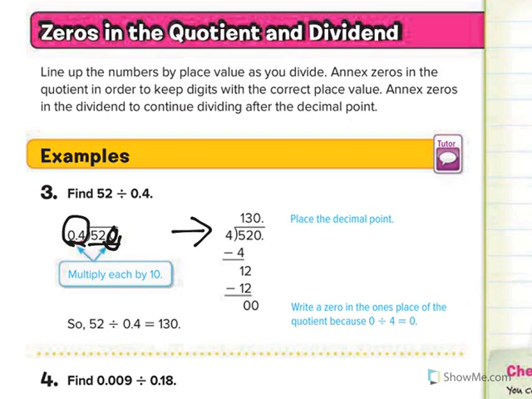I subtract and I get 1, which is less than 4, so I can bring down this 2 and keep going. Then 4 goes into 12 3 times. 3 times 4 is 12. I subtract and I get 0. 0 is less than 4.